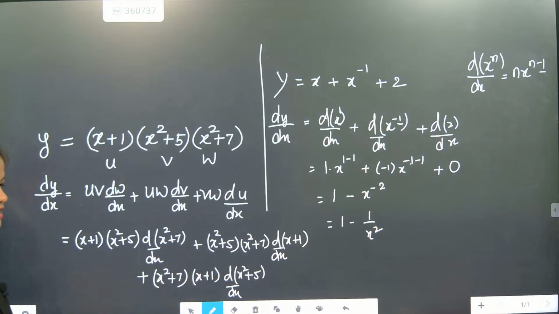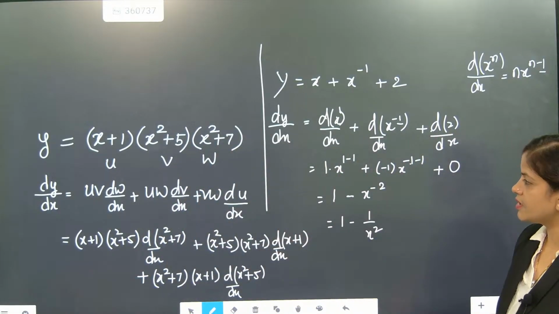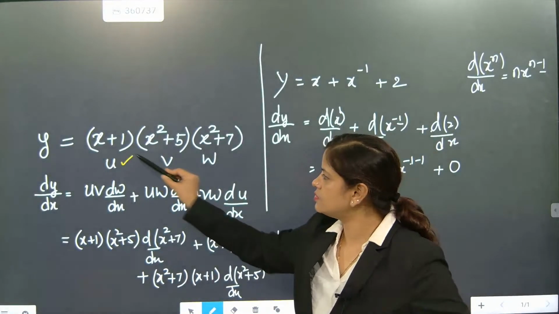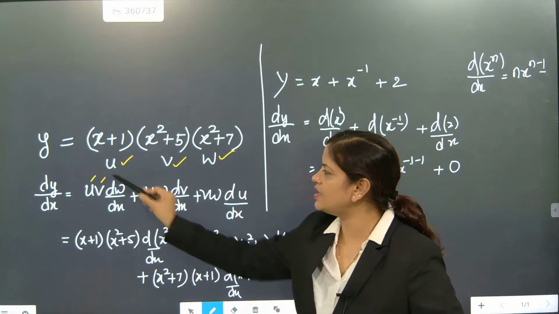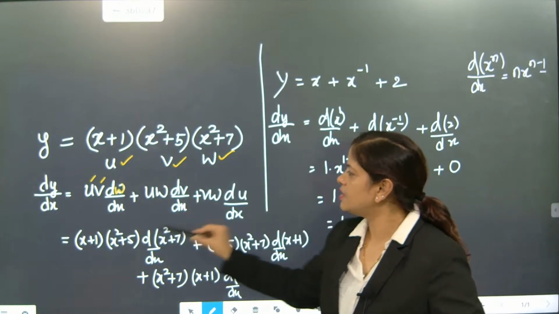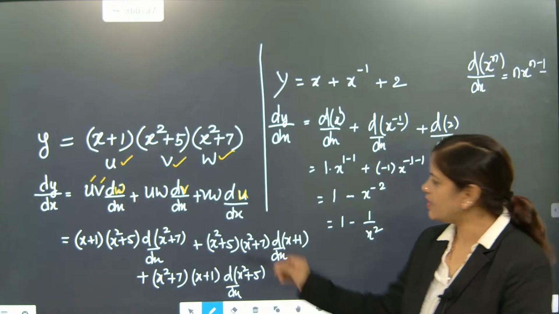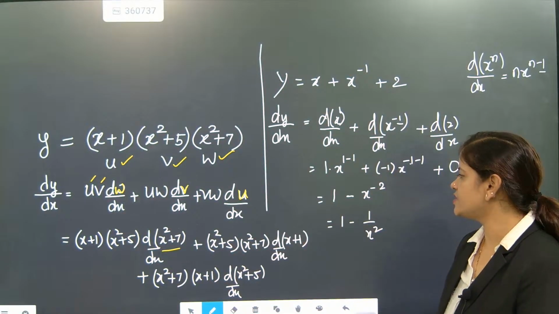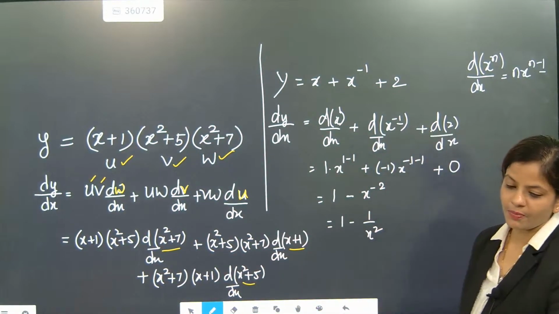So this is exactly the u, v, w chain part. You need to remember. What I did first: if this is u, this is v and this is w, first I took u, v and left w. Then I only took w, then I only took v and I only took u. Understood? So here you see, one time I took x square plus 7 only for differentiation, then I took only x plus 1 and then I only took x square plus 5.